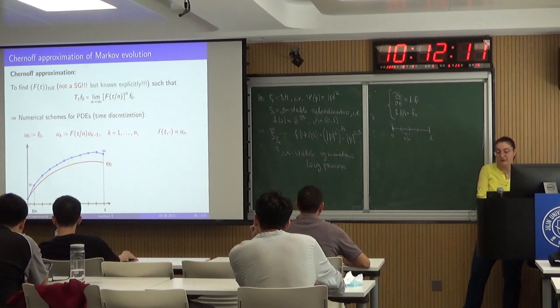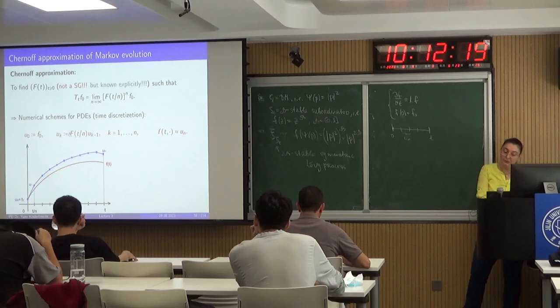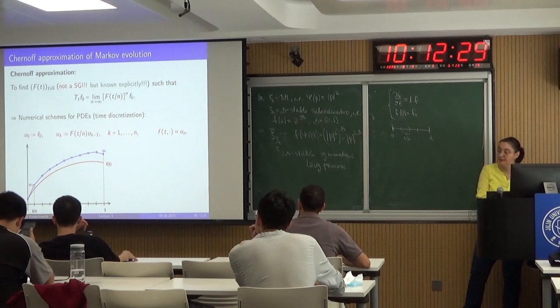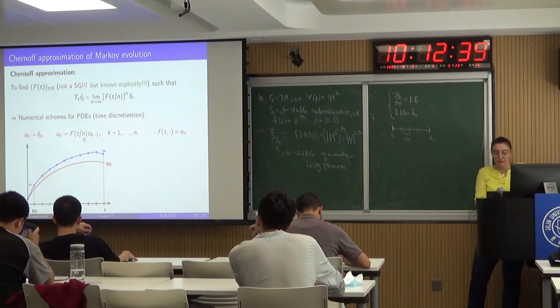Then in the next time step, instead of the unknown semigroup, we apply the known family of operators. And we obtain u1. Well, this is something else. This is not the true solution, but it is something else. Then in the next step, we again apply to u1 this family F at time point t over n, and we obtain u2. And so on and so on. After n steps, we obtain un, which is an approximation for the true solution f of t.